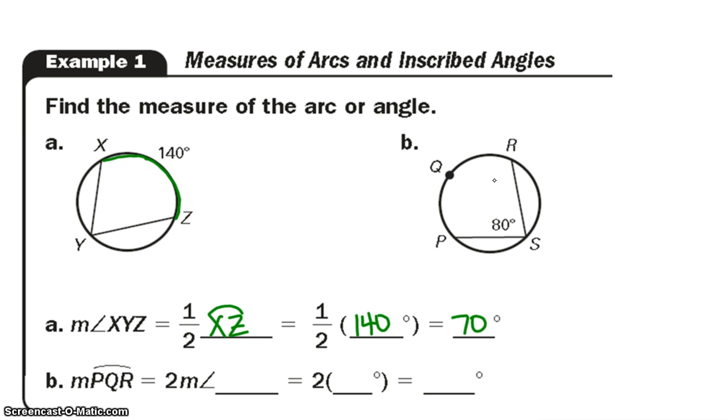Over here, I've been given the angle, and I want to know the arc PQR. There we go. So I know the angle PQR, if I multiply that by 2, I will get arc PQR. So multiply the angle PSR by 2. Since it is 80 degrees, then the arc PQR must be 160 degrees. So the angle PSR times 2 gives me the arc PQR.